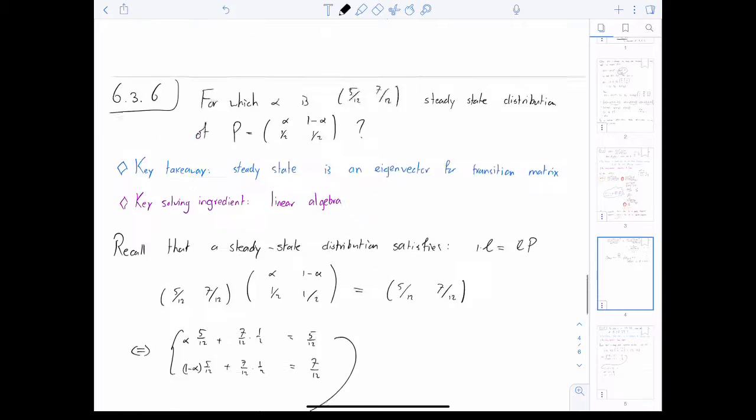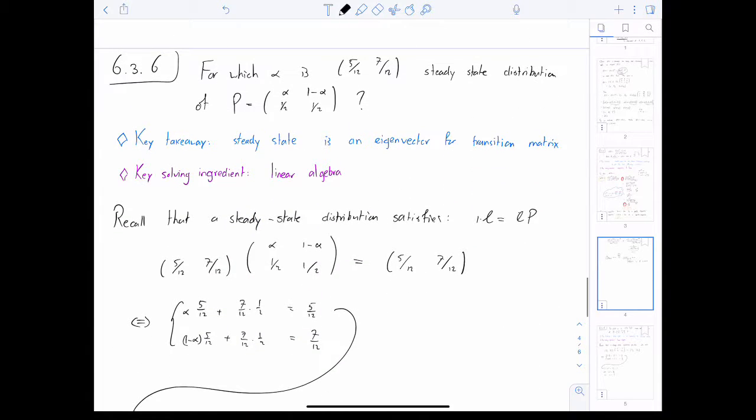This is the answer. So for which alpha is this specific vector a steady state? That's only if alpha is equal to 3/10.